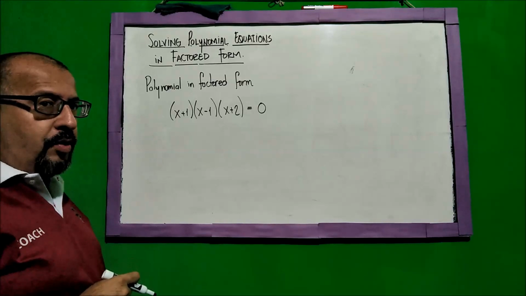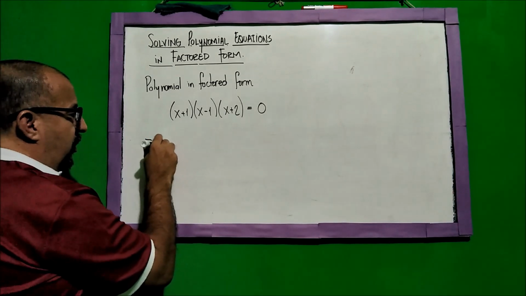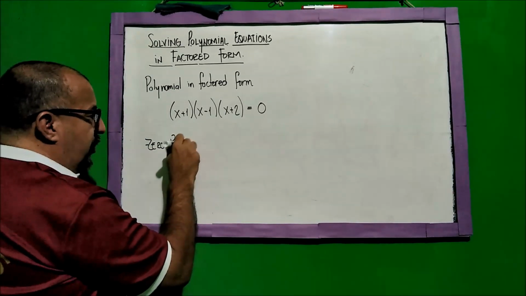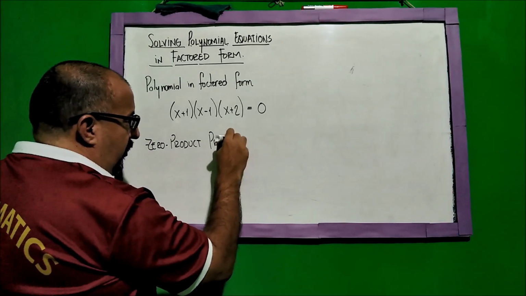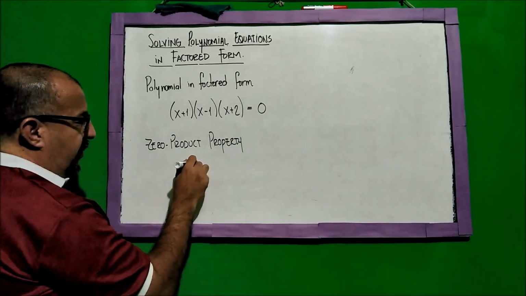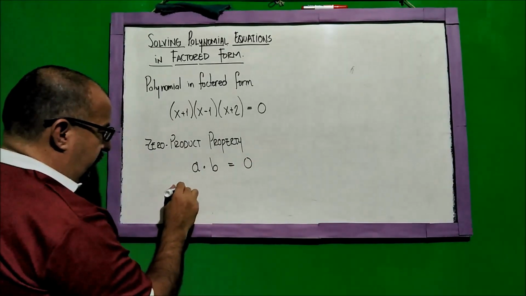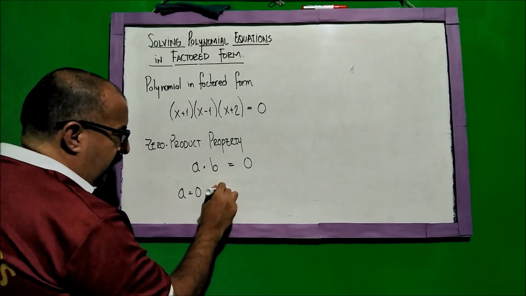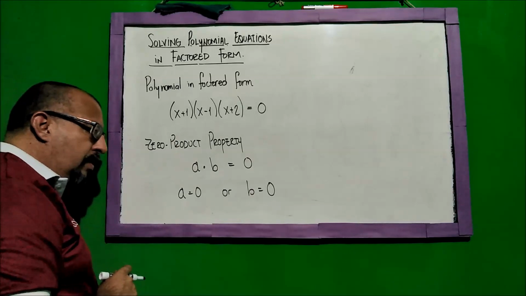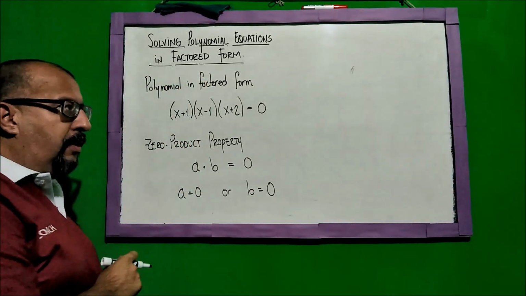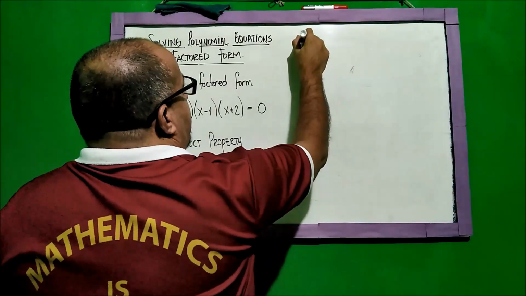To solve this type of equation, what we do is we apply the zero product property. The zero product property allows me to do the following thing. It tells me that if I have a product of two real expressions, A times B, and that product is equal to 0, it means that A can be 0 or B can be equal to 0. So when I apply these two elements, okay, the factor form and the zero product property, then I can solve a polynomial equation. Okay, let's do one example.